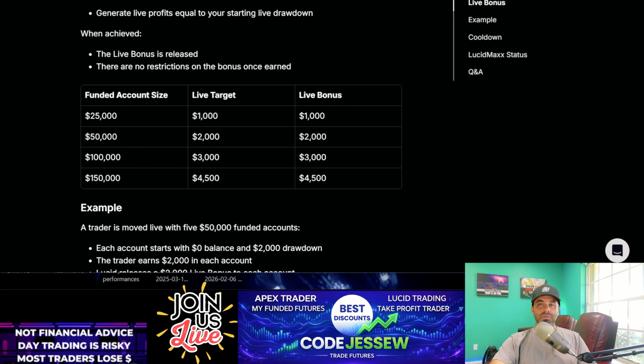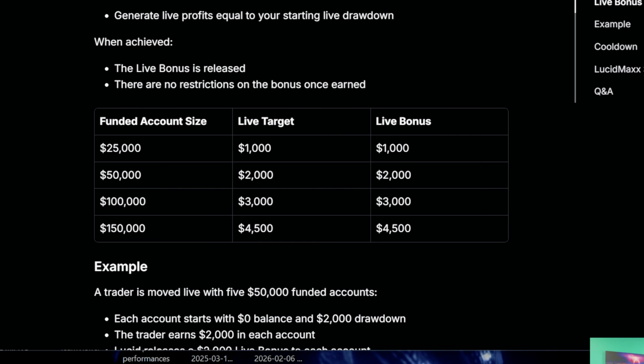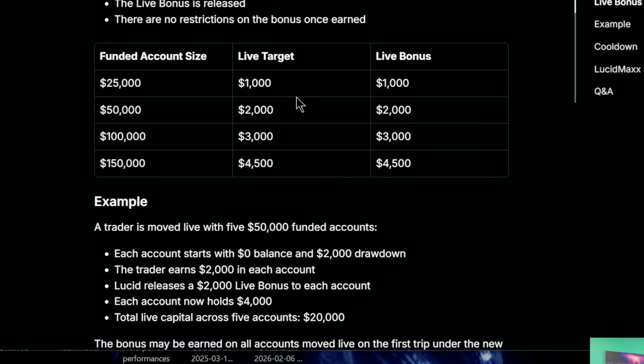Live bonuses. The first time a trader is moved live in the new program, they may be eligible to earn a one-time bonus. To earn the live bonus, generate live profit equal to your starting live drawdown. When achieved, the live bonus is released. There are no restrictions on the bonus once earned.